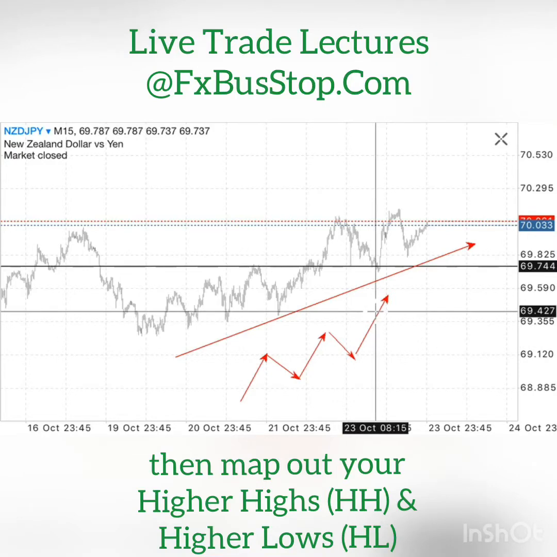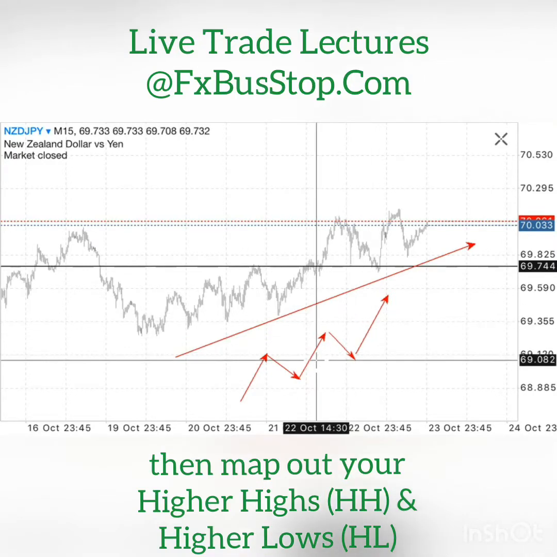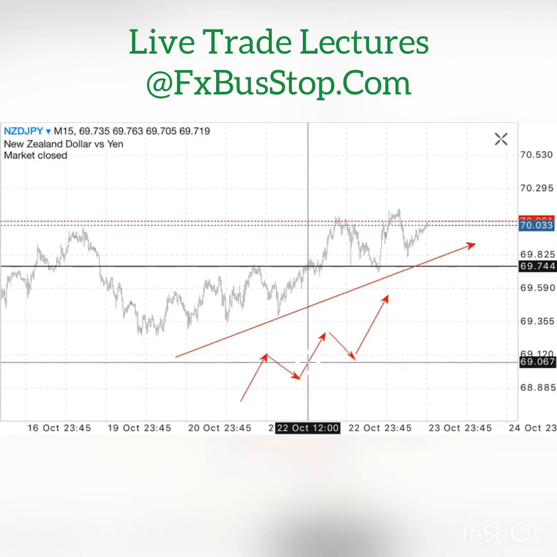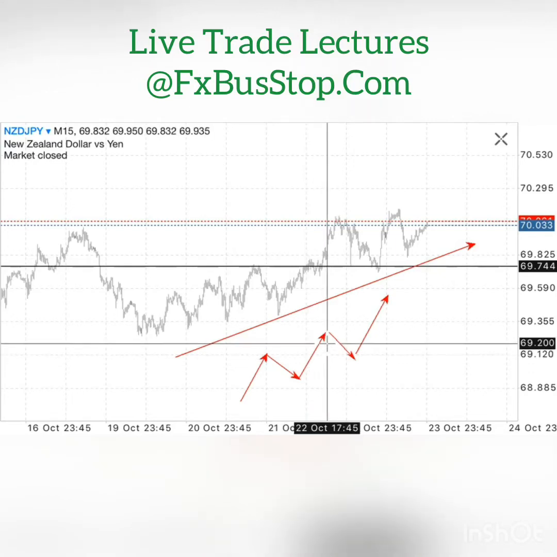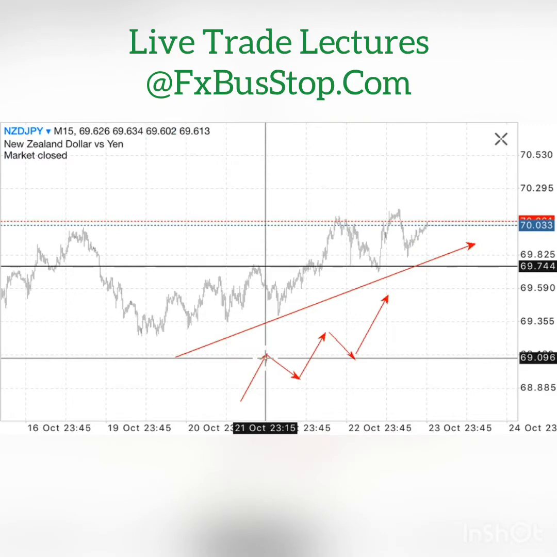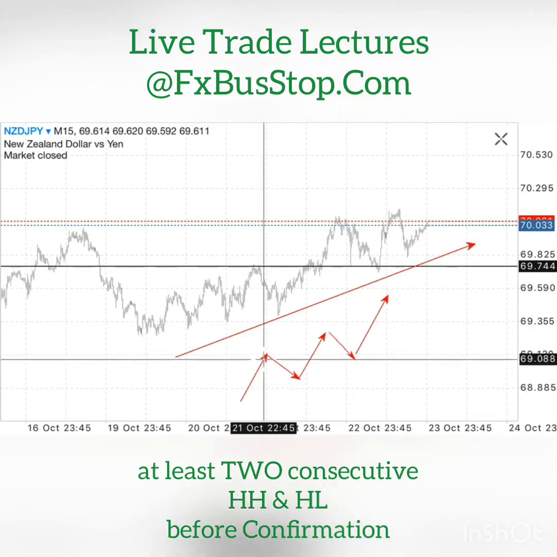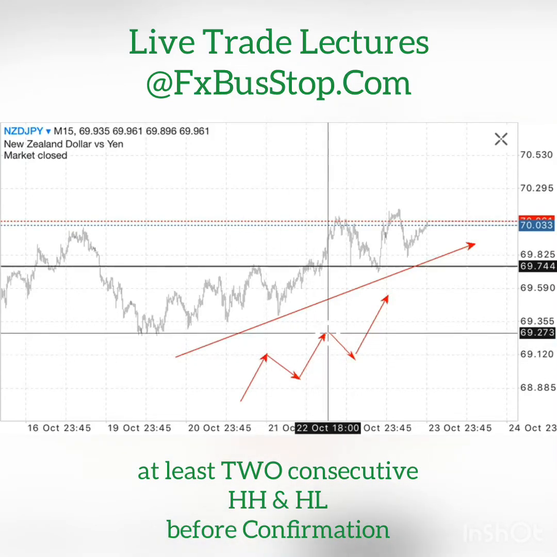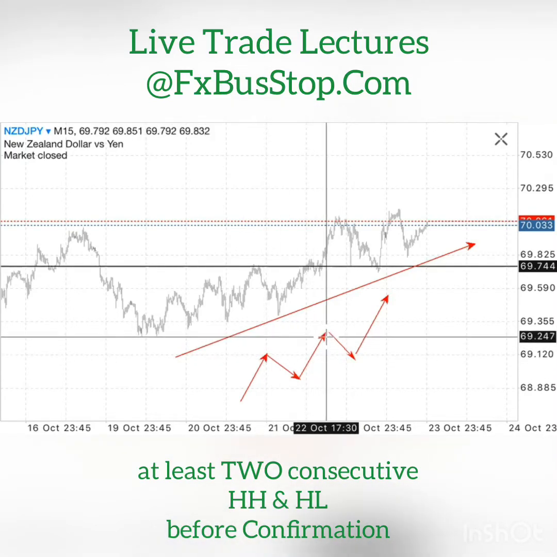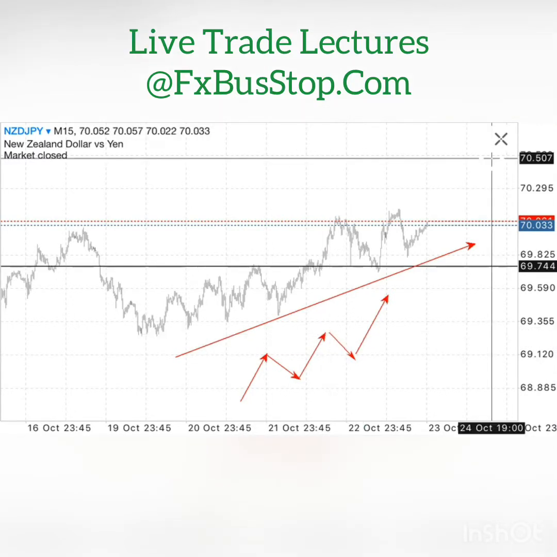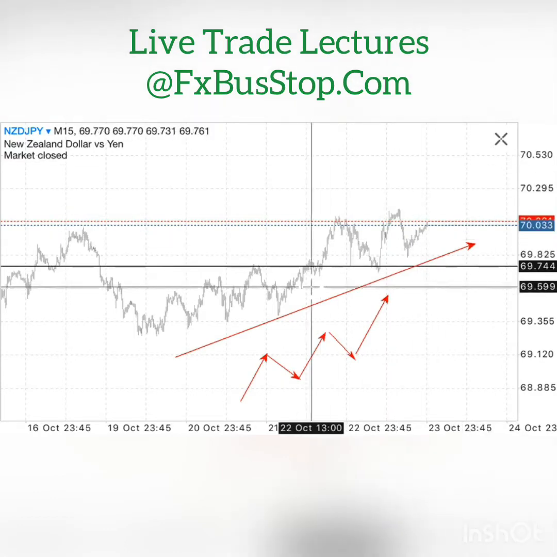For you to confirm an uptrend, and when it comes to a downtrend the reverse becomes the case, but for an uptrend, before you can confirm it, you must have at least two consecutive higher highs. This is one higher high, this is another higher high. So I have two consecutive higher highs, and I can confirm that I have an uptrend.